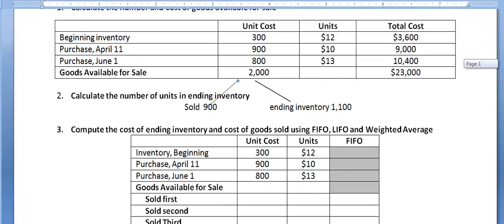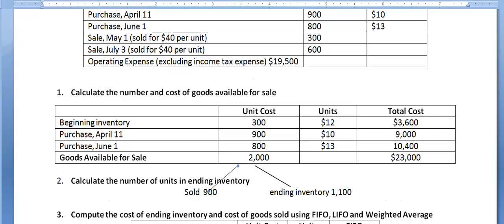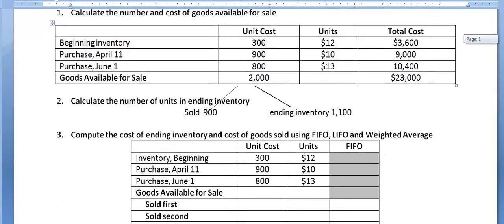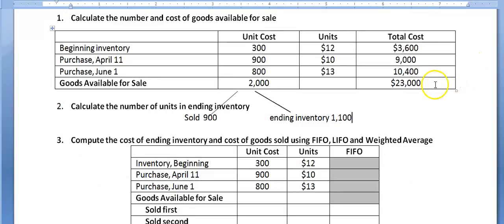So again, to review that portion, to find out the number of units in our ending inventory, add together the number of units you sold, 900, and subtract from what you had available to be sold. The difference is what's left. What we're going to be doing for the rest of this problem now is splitting up this 23,000 of goods available for sale the same way we split up the units.